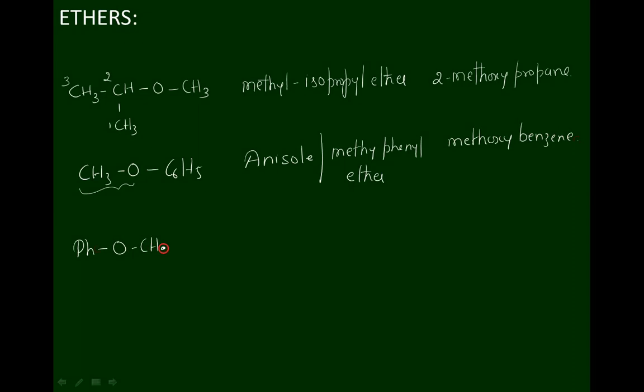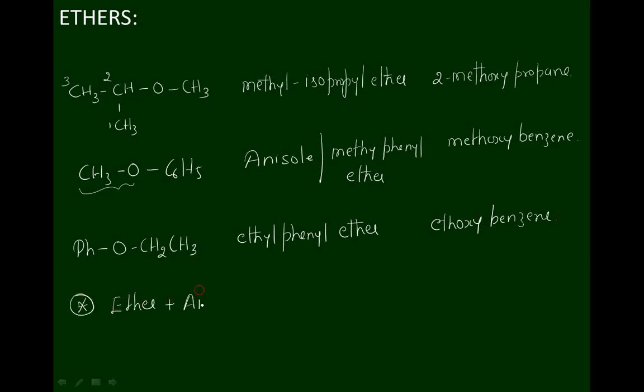PhOCH2CH3. Ethyl phenyl ether. The IUPAC name is ethoxybenzene. Ethers and alcohols are functional isomers. Please note it down.